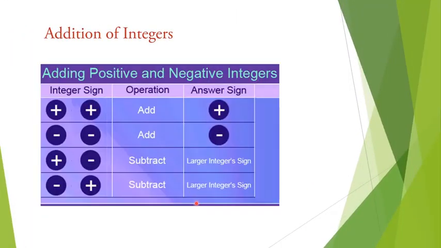Now addition of integers. To perform addition on integers, we have to follow certain rules. What are these rules? If both the numbers are positive, we have to perform the add operation. We have to add the numbers and the sign of the resultant value will be plus. If both the numbers are negative, we have to add the numbers, the sign of the resultant will be minus. If the first number is positive, second number is negative, we have to subtract the numbers and the sign of the resultant will be based on the larger integer. If the first number is negative, second number is positive, we have to subtract the numbers and the sign will be dependent upon the larger integer.